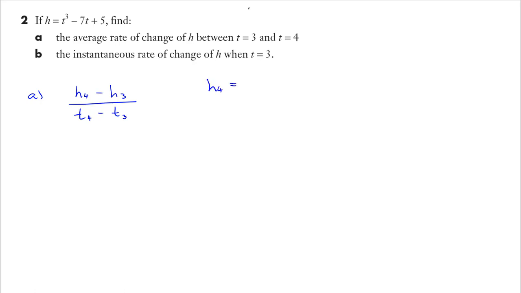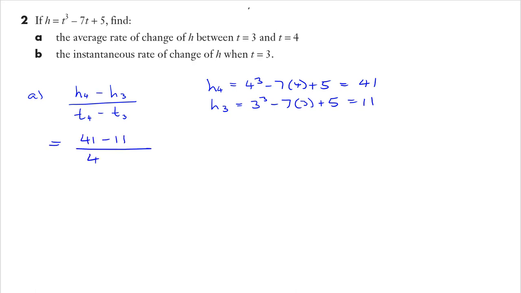The value of h when t equals 4 is 4 cubed minus 7 lots of 4 plus 5, and that gives us a value of 41 when you evaluate it. For h(3), just substitute 3 in, and when we evaluate that we get 11. So the average rate of change would be 41 minus 11 all over 4 minus 3, which is 30. We've got no units here, so the answer is just 30.